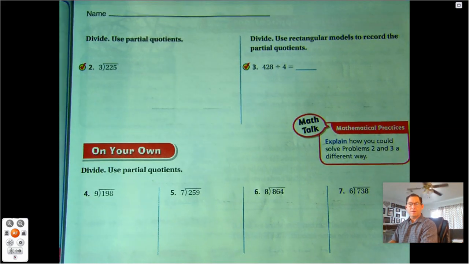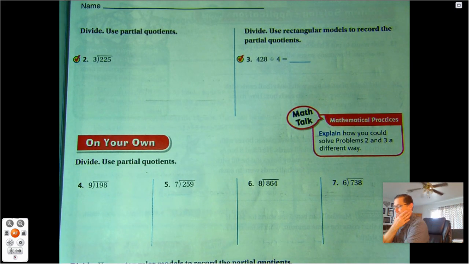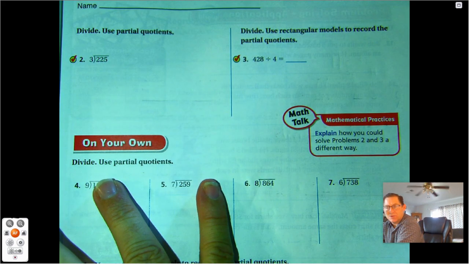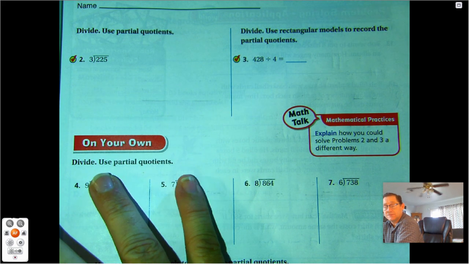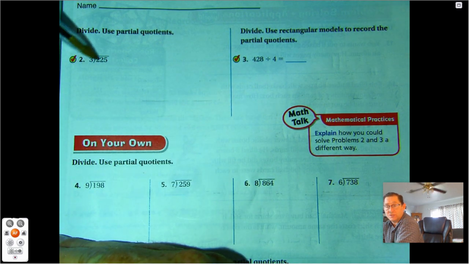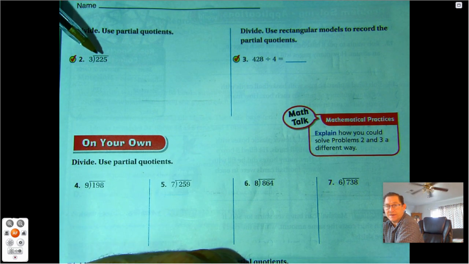Divide using partial quotients. So we have 225 divided by 3. So can I take away multiples of 10? Sure, definitely. Can I take more than 10 multiples of 3? 10 multiples of 3 is 30. That's not very close to 200, is it? How about 20 multiples of 3? 20 multiples of 3 would be 60. I think I can still get closer.